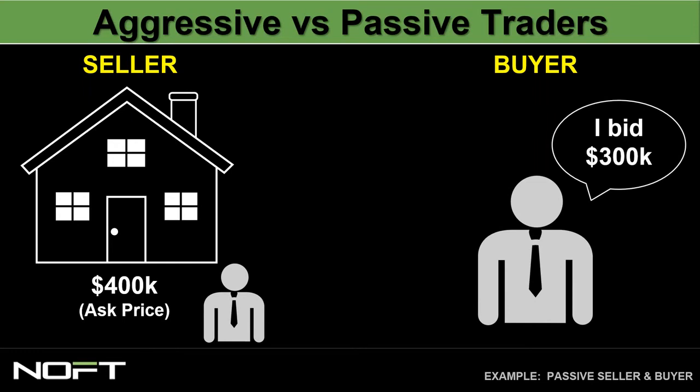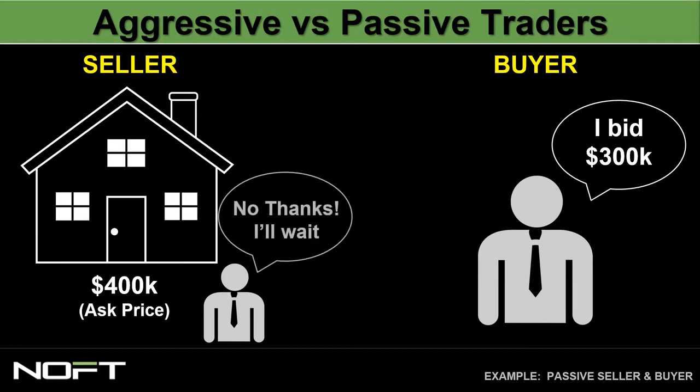And he bids $300,000, Aaron. So imagine if he's there and he bids $300,000, and you know what? Maybe he's saying, I like your house, but I just don't like it that much. I'm going to bid $300 and hope that maybe you come down to my bid. Well, if that seller, if you're selling the house and you say, you know what?